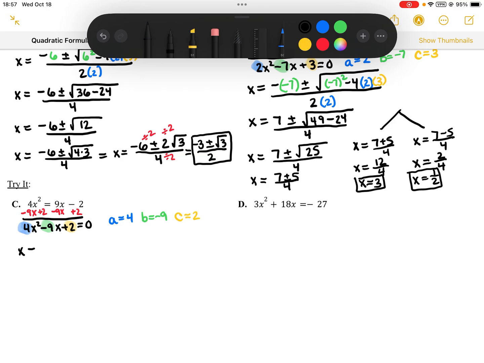So now I'm going to put it into the quadratic formula. So x equals negative b plus or minus the square root of b squared minus 4ac, all over 2a.